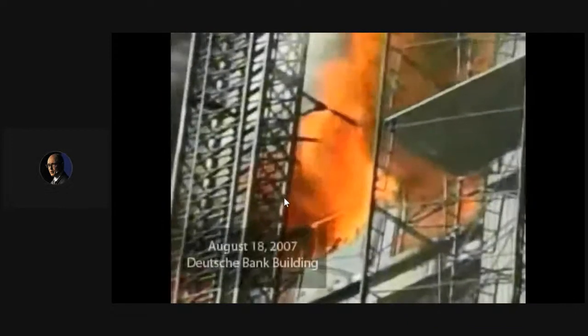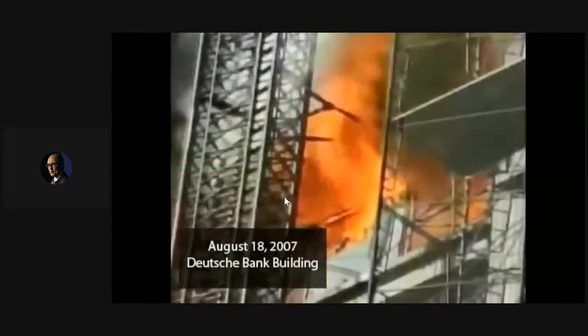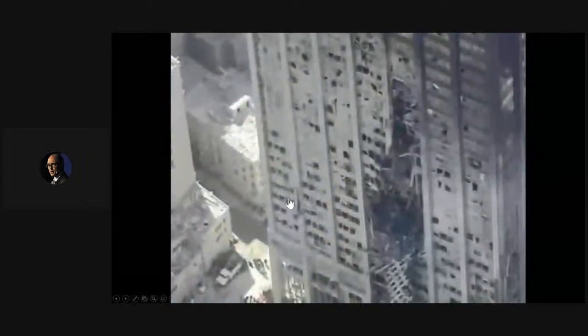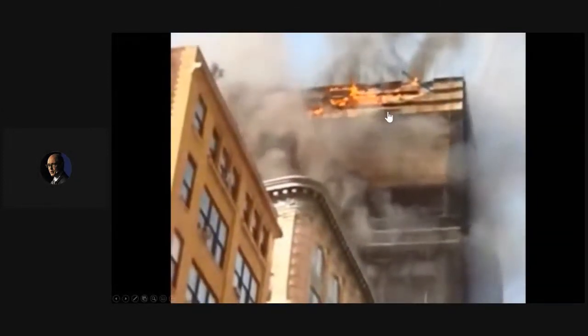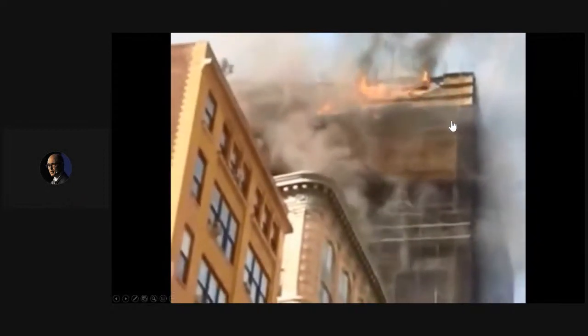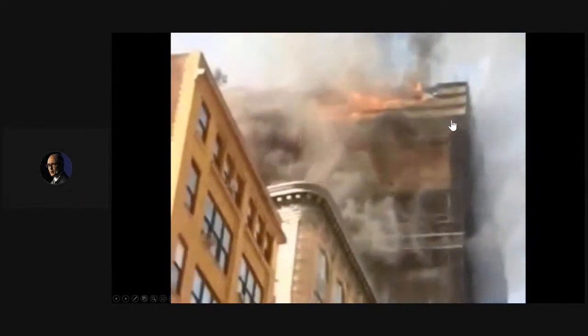August 18, 2007, a fire broke out on the 17th floor of the Deutsche Bank building in New York, a building undergoing deconstruction after being heavily damaged by debris from the South Tower on 9/11. Originally 41 stories in height, it had been reduced to 26 at the time of the fire, which lasted 7 hours and affected a total of 10 floors. 2 firefighters died of smoke inhalation.